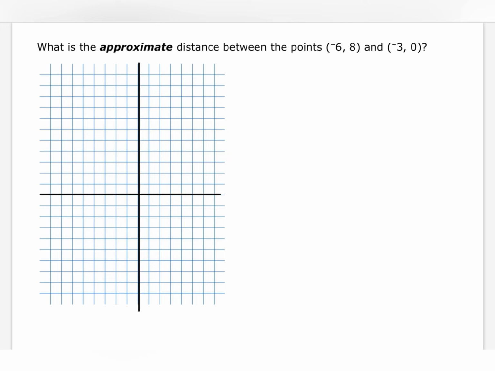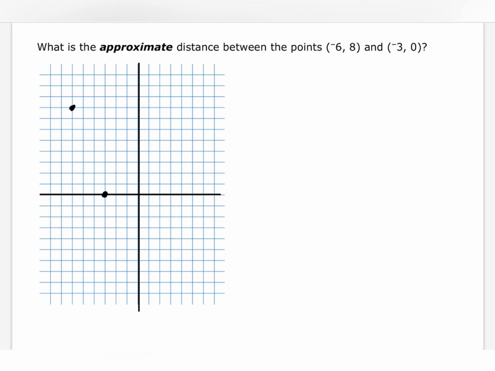So the question says, what is the approximate distance between -6, 8 and -3, 0? So going from the center of my coordinate plane, I'm going to count to my left to -6 and then up 8. Okay, and I'm going to put a dot. Then we're going to go from the center, count over to -3 to my left, and then go up 0, which means we don't go anywhere, put a dot.